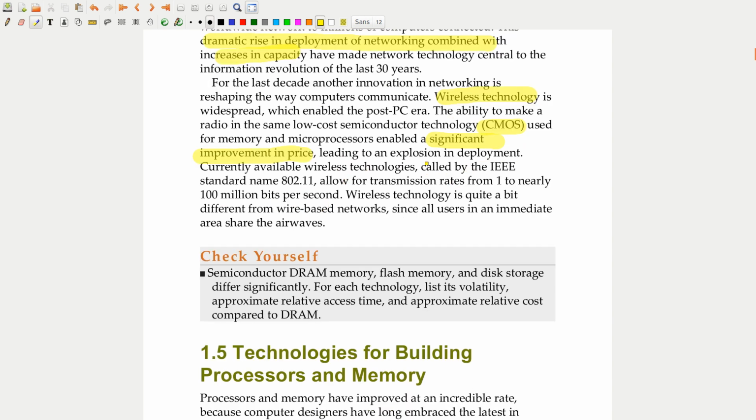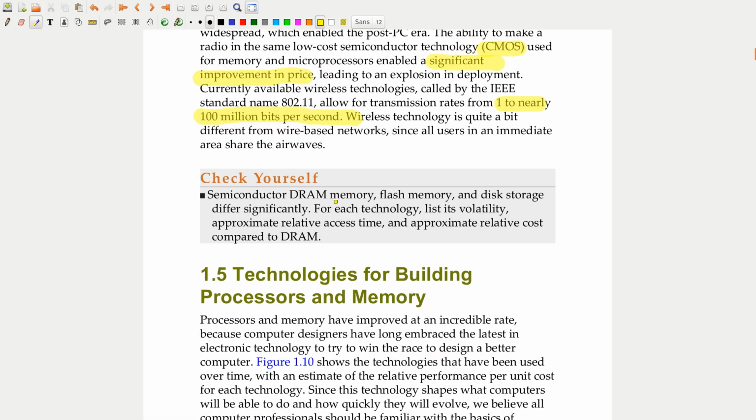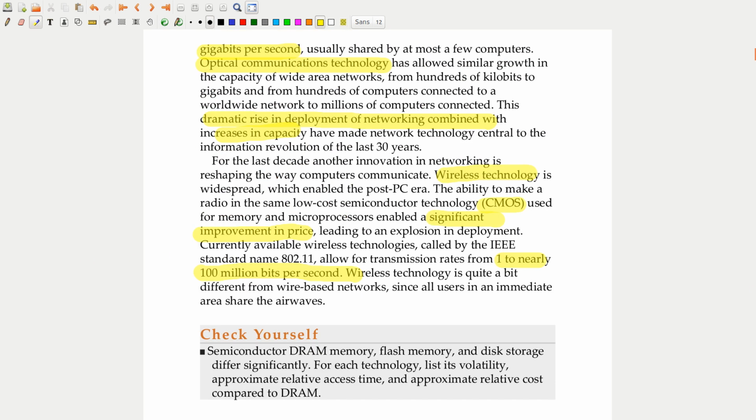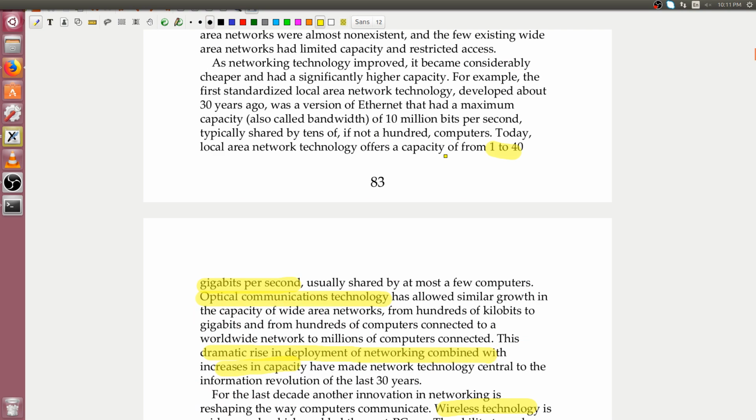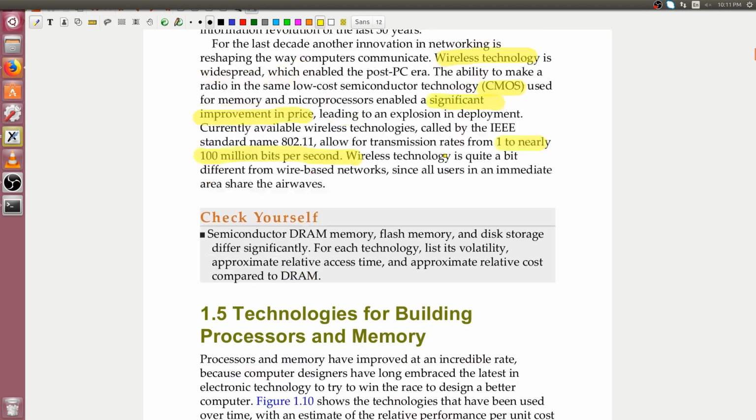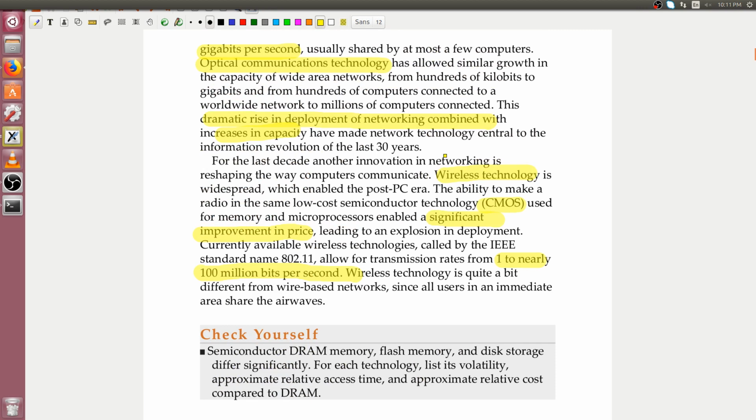So currently available wireless technology: the IEEE standard is 802.11, which is 1 to nearly 100 million bits per second. Okay. So that's pretty good. We learned a lot in this session, some introductory material on computer architecture and some foundations.